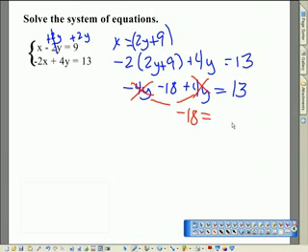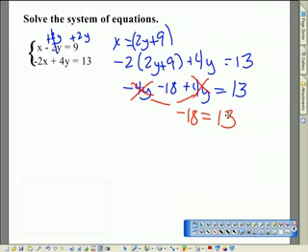Negative 18 equals... that's a problem, isn't it? Is there any variable left? Aha! I have a false answer. Negative 18 can never be negative 13. If you get a false answer, do you have an answer? No. So what kind of lines do I have with no answer?